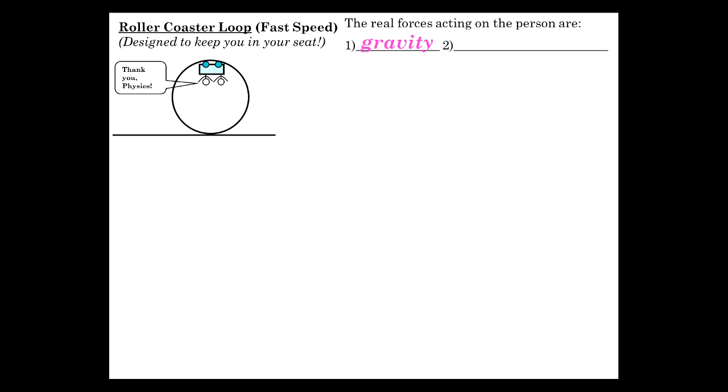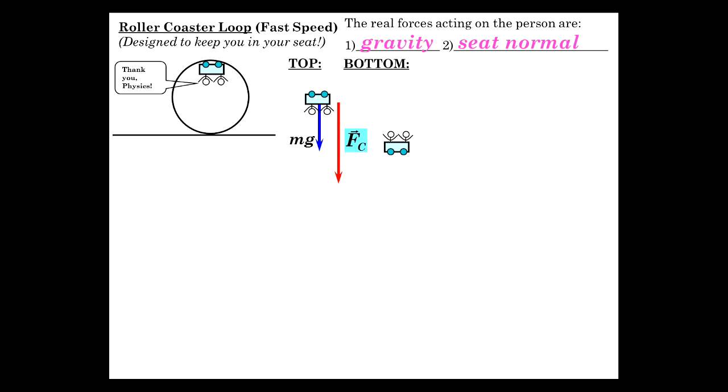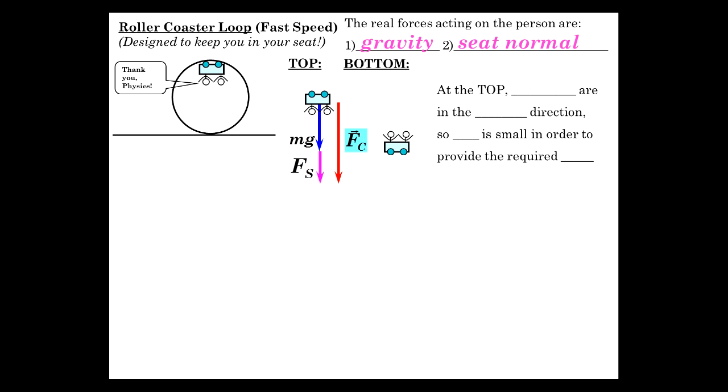Well, the real forces acting are gravity and the seat normal. So, considering the top, here we have mg at the top, acting down on you. And let's go ahead and recognize we're going fast. So Fc turns out to be bigger than the gravity. And that additional requirement is provided by the seat force. So at the top, mg and Fs are in the same direction. So Fs is small in order to provide the required Fc. Gravity's doing a lot of it. Fs needs to do the rest to provide the centripetal force at that speed.